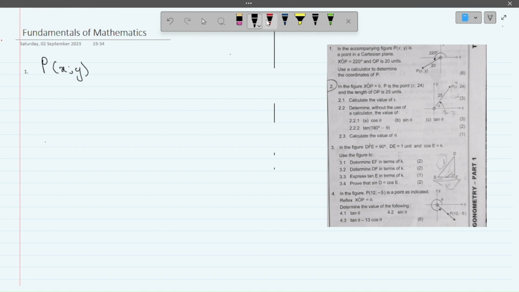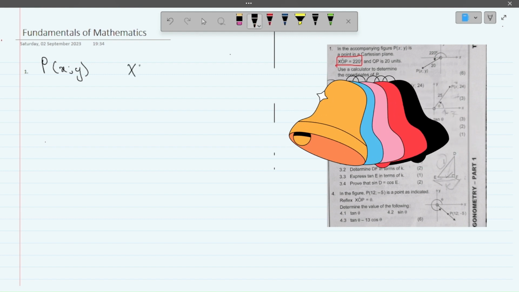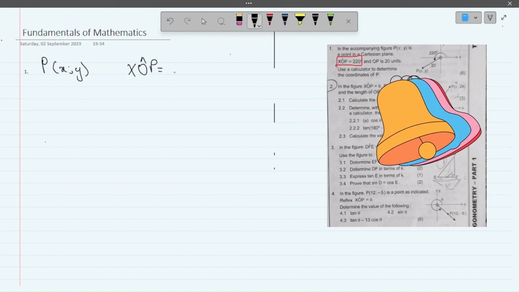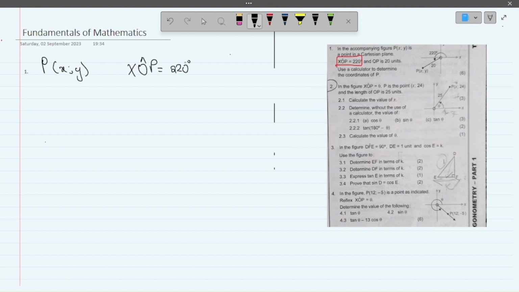It says that angle XOP is 220 degrees, and OP is 20 units. And then the first question says, use the calculator to determine the coordinates of P. So you should use a calculator to determine the coordinates of P.